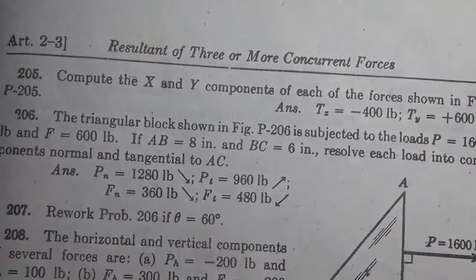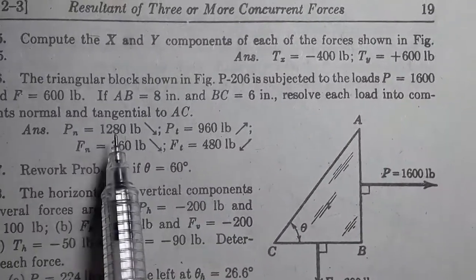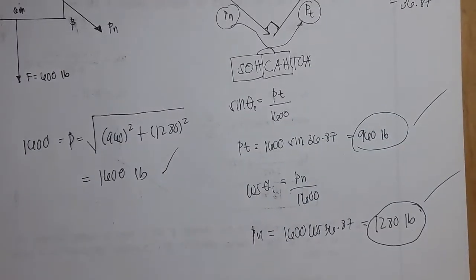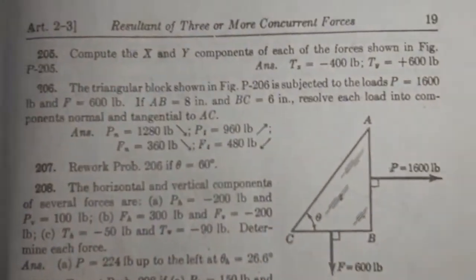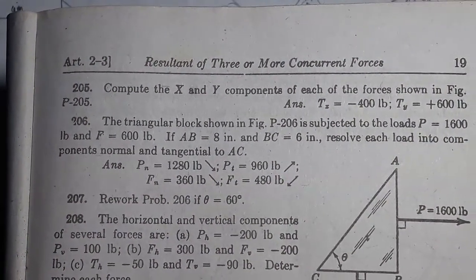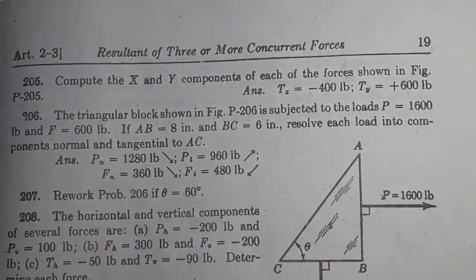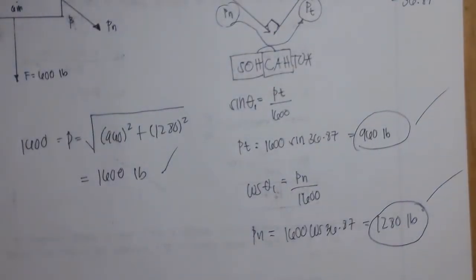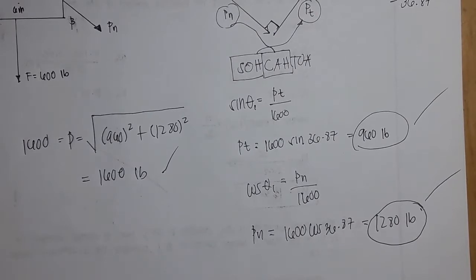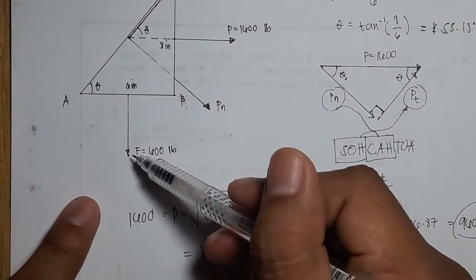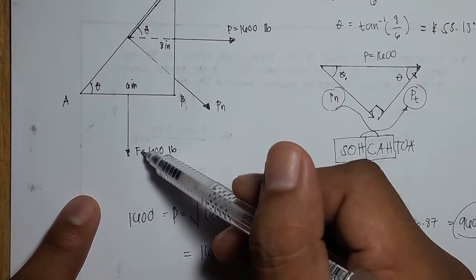And also, let's compare it with the book. Yes, here, as you can see, it is 1,280, the normal component, and the tangential is 960 here, and the 1,280 normal. So next, we will solve for the normal and tangential force of the force F.